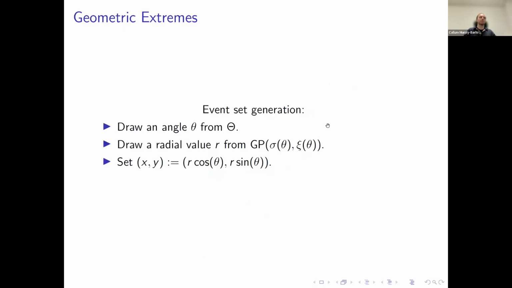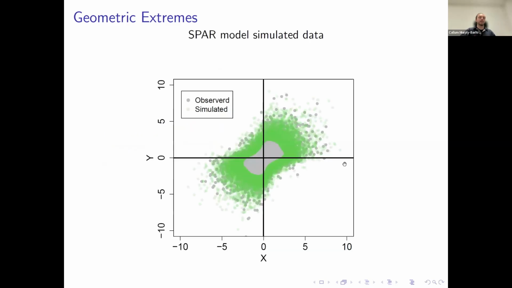Event set generation then is really simple. You simply draw an angle to begin. So you draw a theta from the observed angular process. You draw a radial value from the fitted generalized Pareto, so that model I mentioned. And then you set X and Y equal to r cos theta, r sin theta. That's simply the relationship between the radial angular components and the original data. And you get something like this, right? So you end up with data simulated in the whole joint tail, not just looking up here, but every region, every angle we could look at. We can simulate and generate new event sets or new observations. It's a very flexible way of generating this stuff.